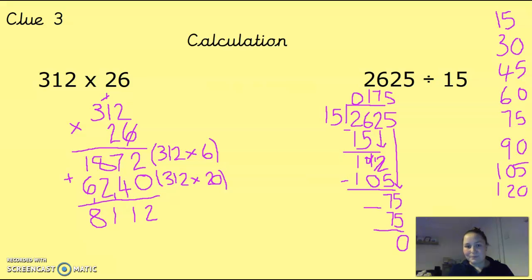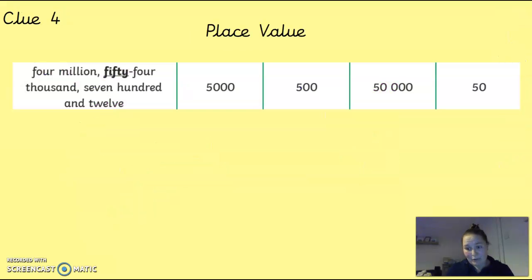Let's have a look at clue number 4. This should be really straightforward for you. You're only going to look at place value. So it gives you a number in writing and it underlines part of that number and you just have to decide which one it represents. So in the number 4,054,712, that 50 there, is that 5,000? Is it 500? Is it 50,000 or is it 50? Now I can see 54,000, 50,000. So it would be this one. So clue 4 should be really straightforward for you. You just need to decide which one it represents by reading the number.